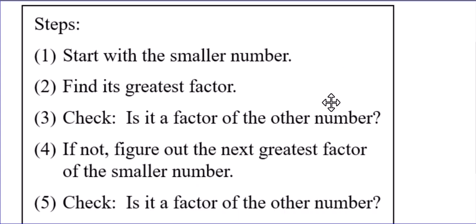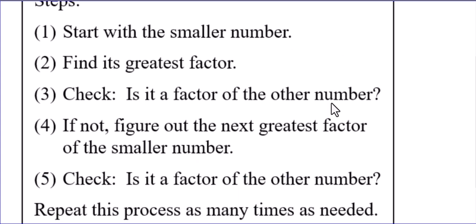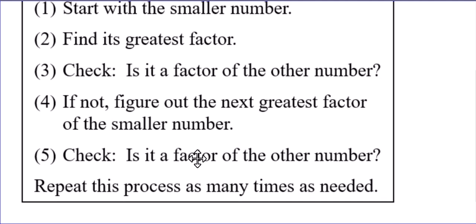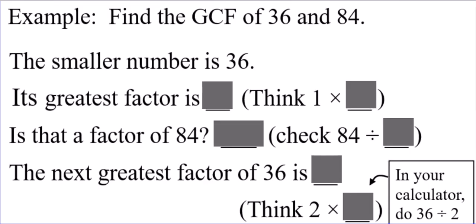I have the steps spelled out for you here in this box. We're going to start with the smaller number. We're going to find its greatest factor. Then we're going to check, is it a factor of the other number? If not, then we'll go to the next greatest factor of the smaller number. And then we'll check if that is a factor of the other number. And then we're going to repeat this process as many times as we need to until we finally find a factor of the smaller number that happens to also work for the other number.